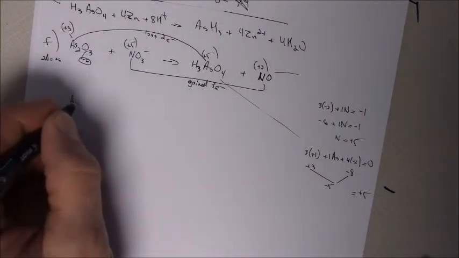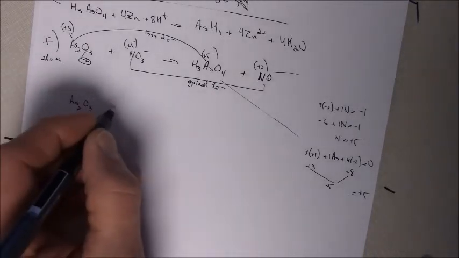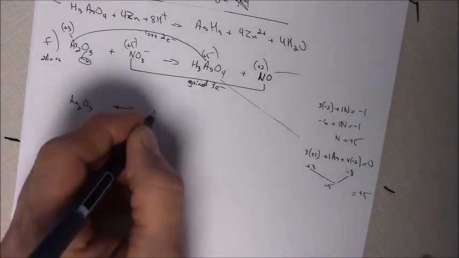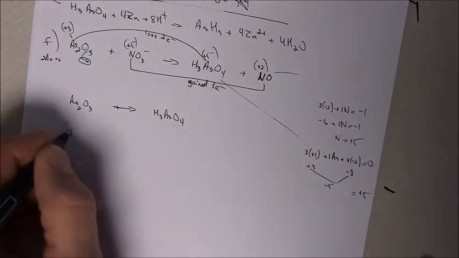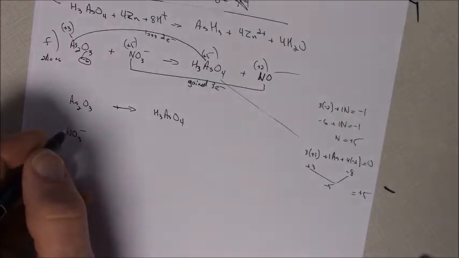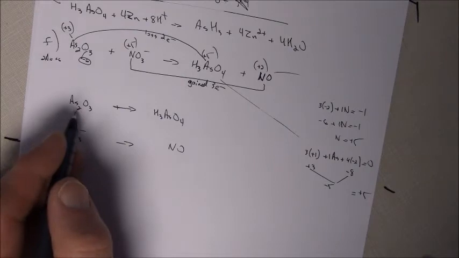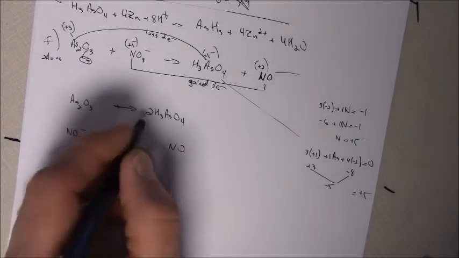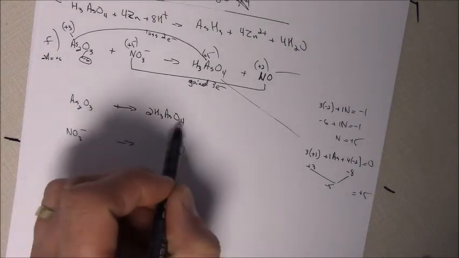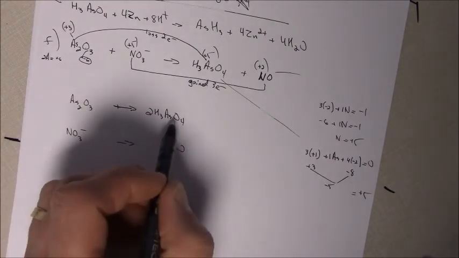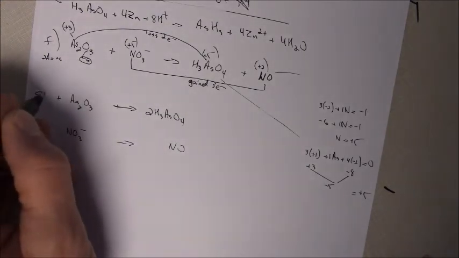So the procedure says you set up the half reactions. That's an arrow. 3 arsenic O4, the other one is NO3 minus going to NO. So for this one, 2 arsenics, you only got 1 here, so this has to be a 2 to get 2 of those. Oxygen's next. 3 over here, 8 oxygens here. So 5 H2Os.